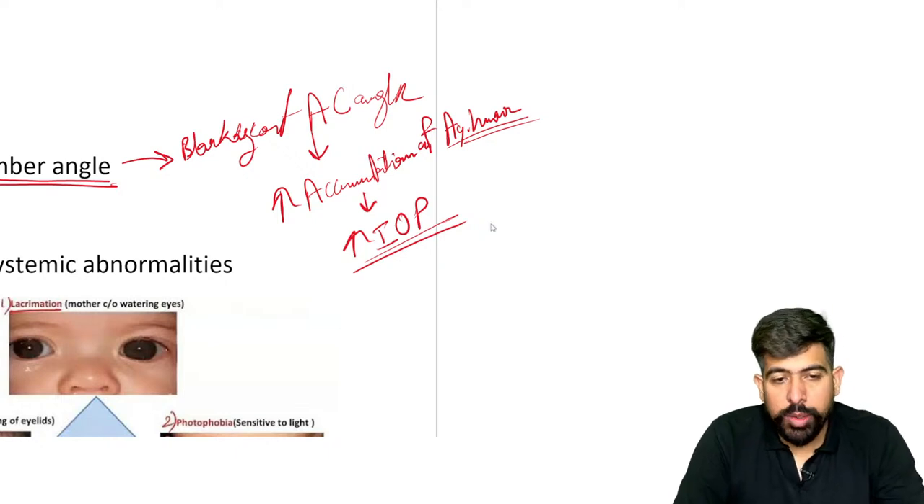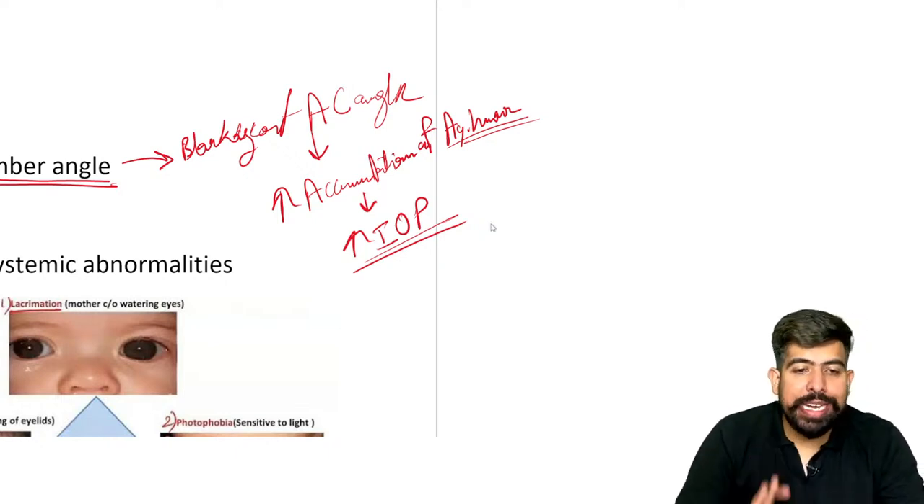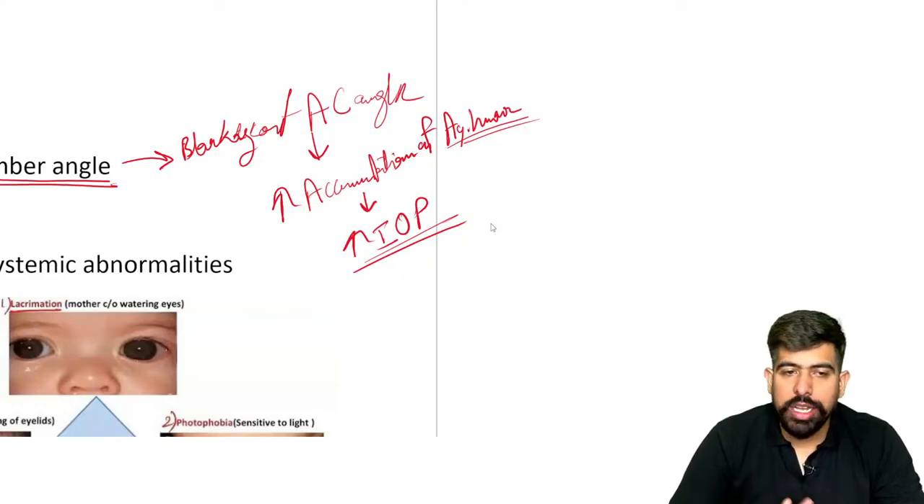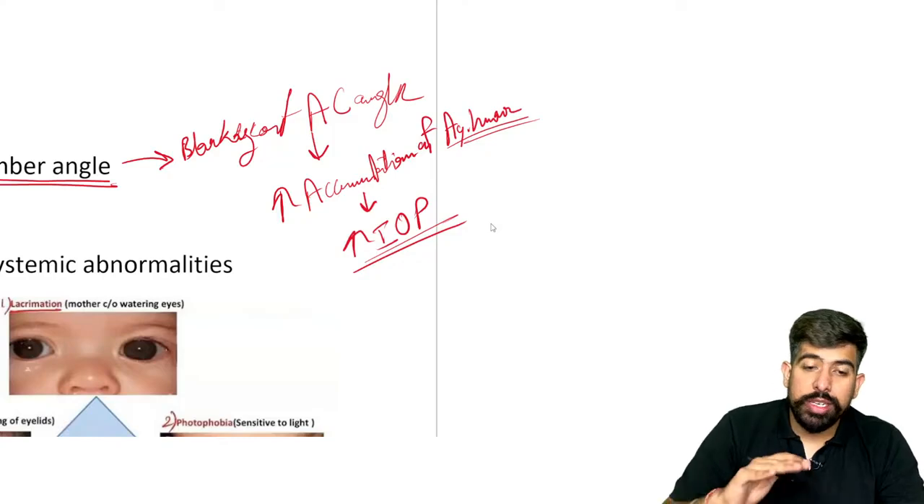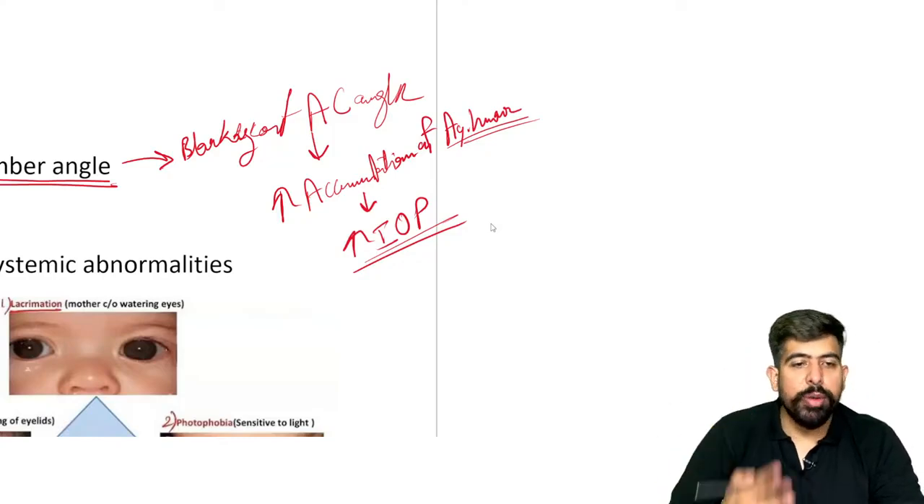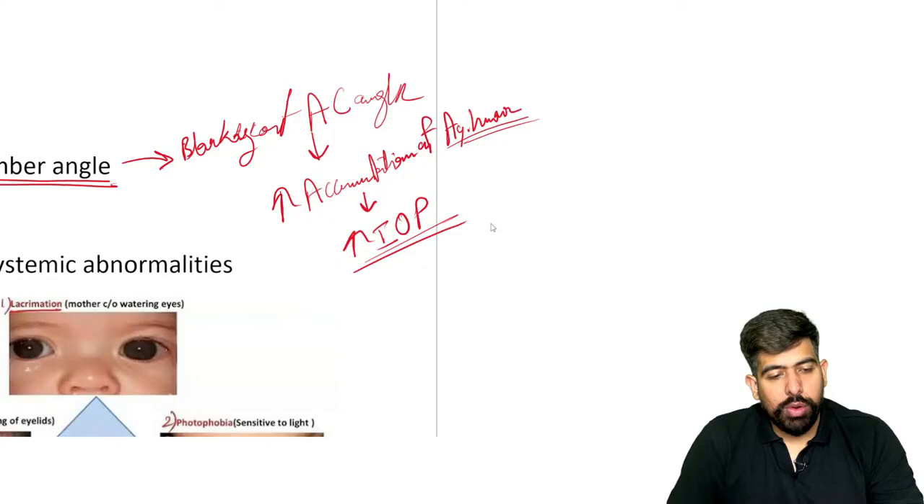As we talked about it, the aqueous humor maintains the intraocular pressure. So if there is accumulation of the aqueous humor, of course it is going to increase the intraocular pressure.